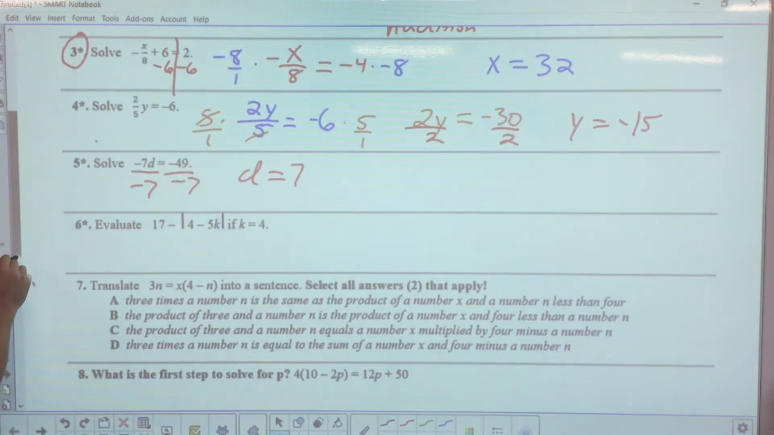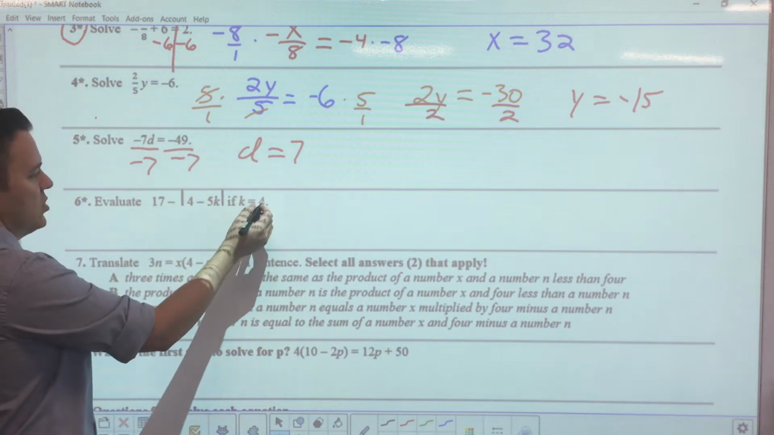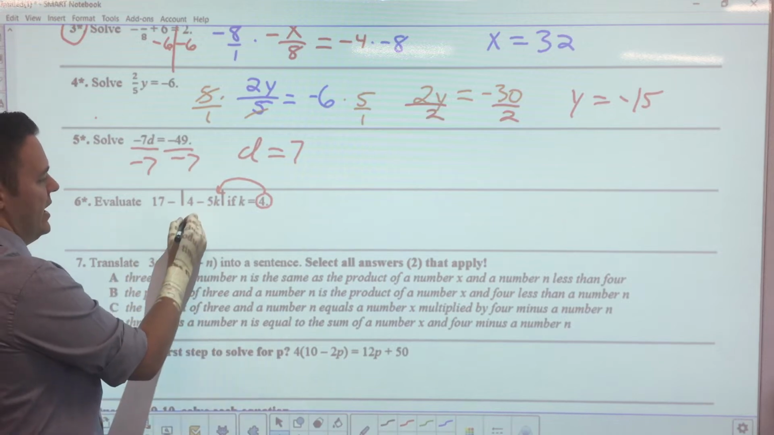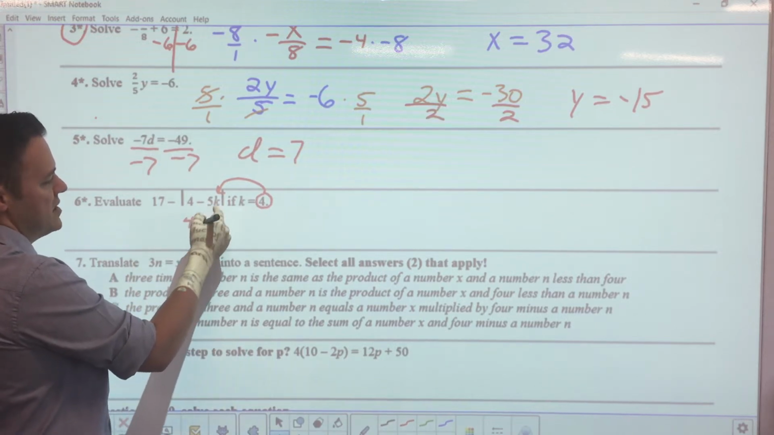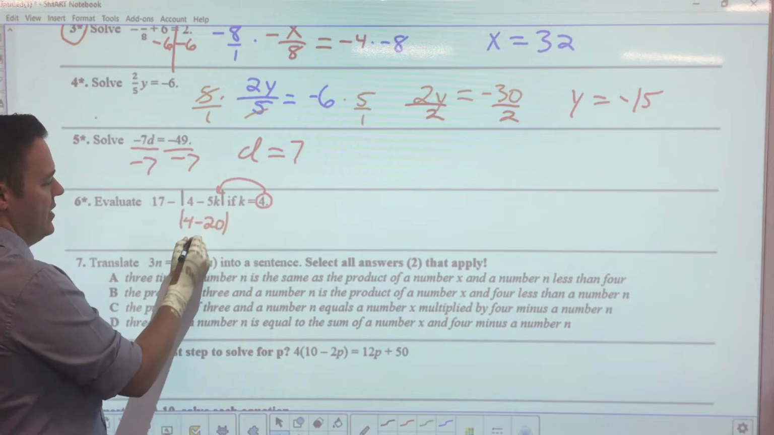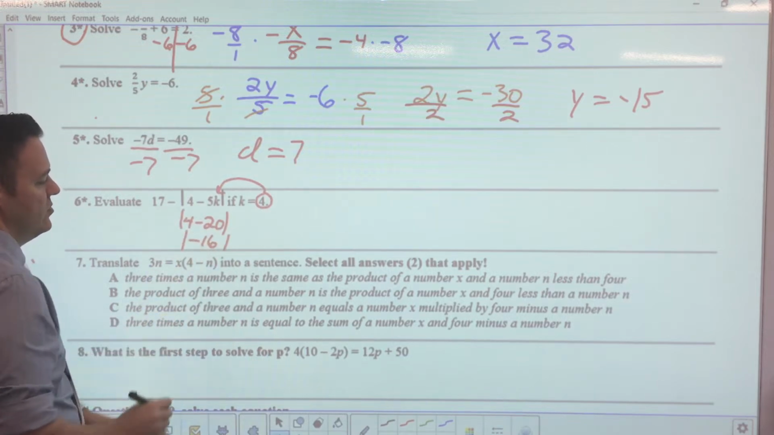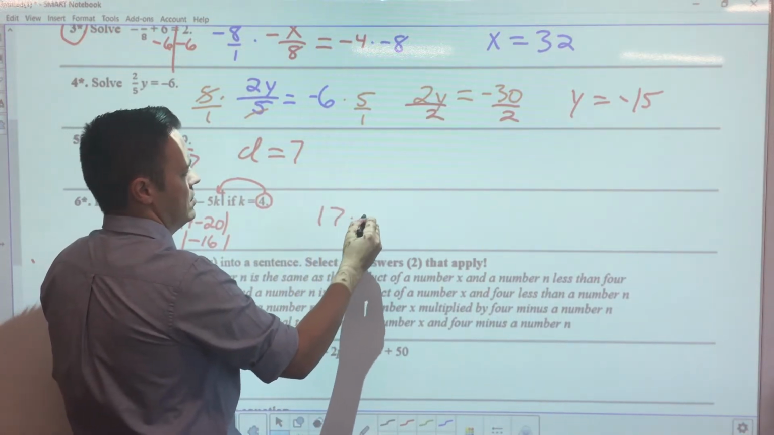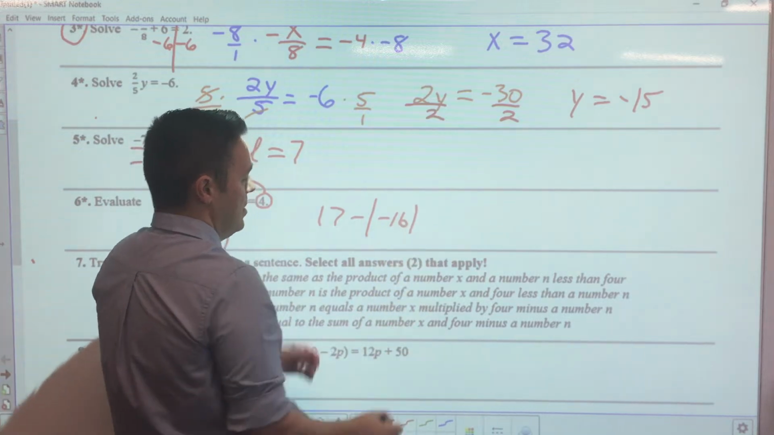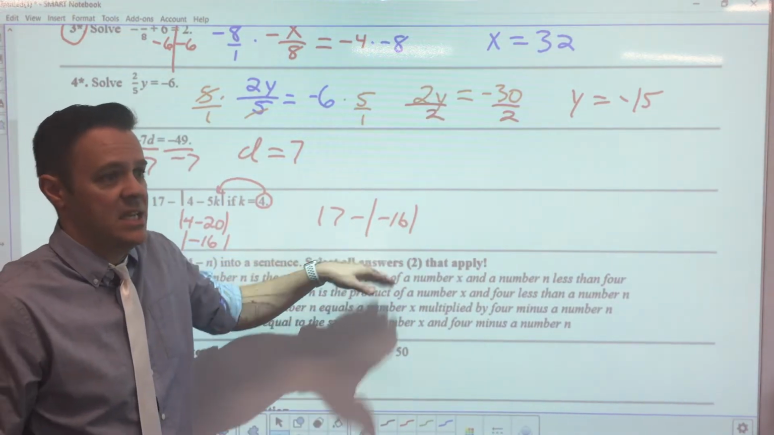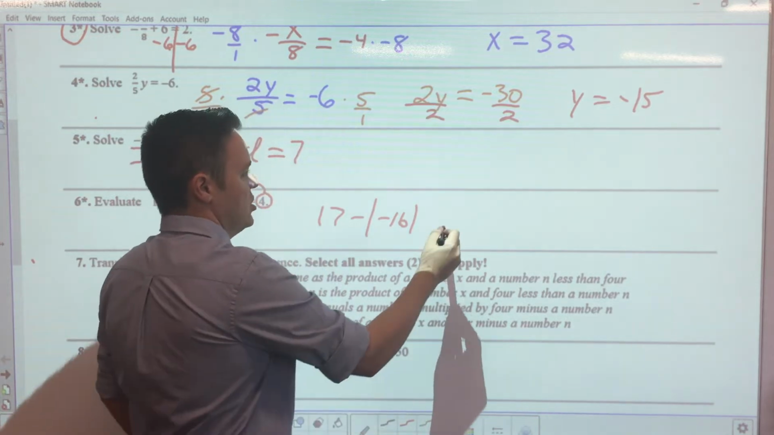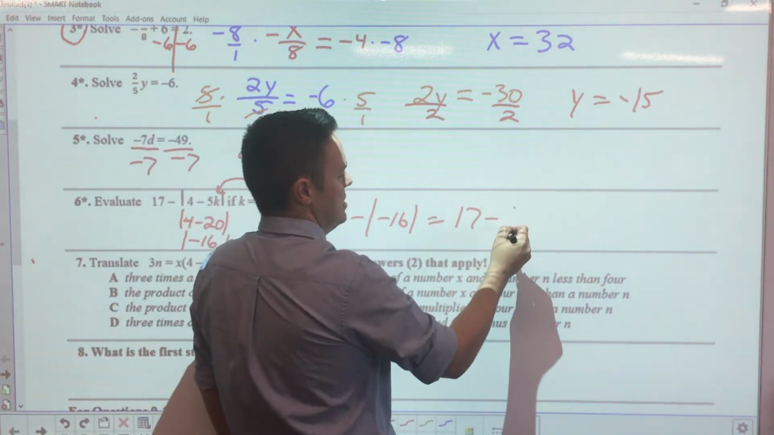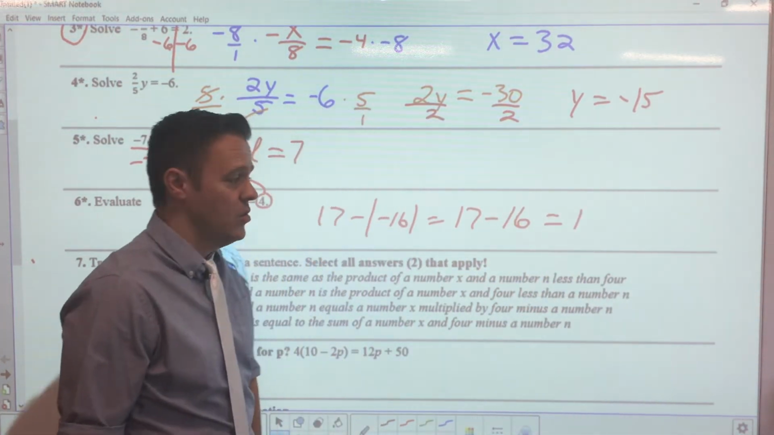All right, evaluate this. So we learned this today in class. So what you're going to do, ladies and gentlemen, is substitute the 4 into this k. All right, so when you do that, you'd have 4 minus 5 times 4, which is 20, and that equals negative 16. That's your absolute value. There's the bell. Okay, so the absolute value of negative 16 is what? Positive 16. So you would just rewrite the equation as 17 minus, because this part doesn't change, 16. And that's going to equal 1.